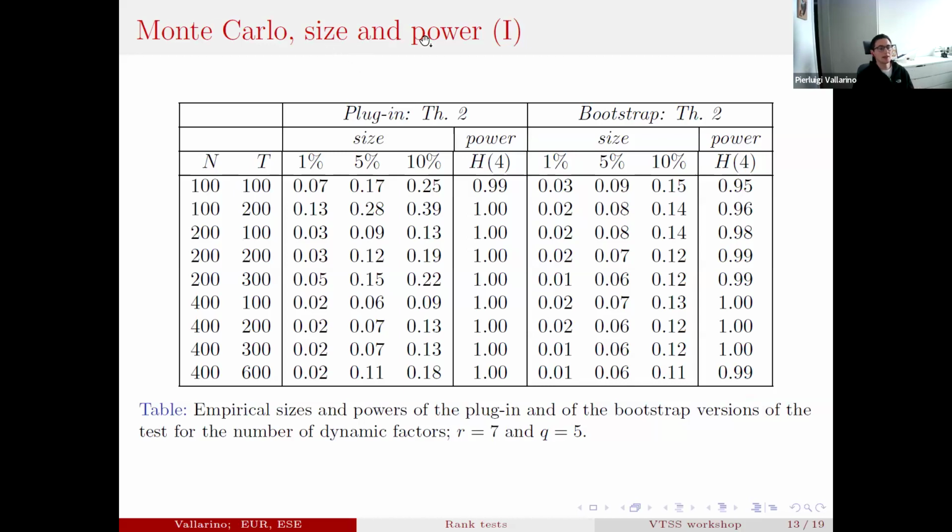Here we have empirical size and powers for the test. In the left panel, we can see the plugin implementation, the one based on theorem Q. We see that it is quite oversized, especially for relatively small sample sizes. Results improve, but still the size is not good when the sample sizes are increasing. The power, though, is good, even when we consider size-adjusted power. These are size-adjusted powers, and we're considering power against the null of 4 common dynamic factors. So this is the null that is the toughest to detect for our test.